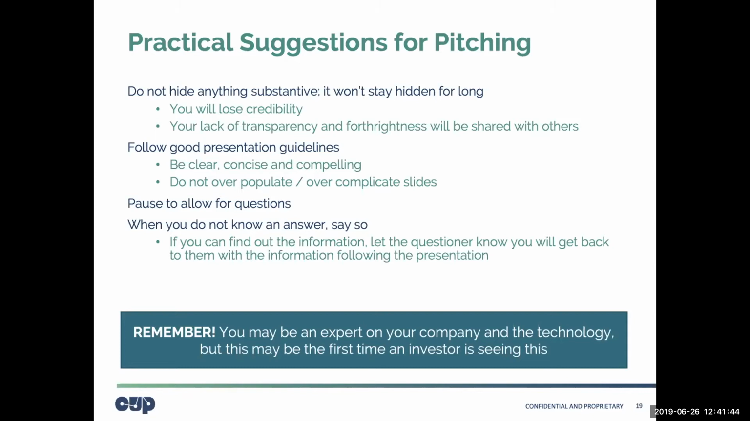But don't hide anything, because the worst thing that can happen is you hide a key issue or problem, and then it's discovered later on in diligence, 3 months later or 6 months later, and at that point it really destroys credibility, and probably the relationship's broken beyond repair.